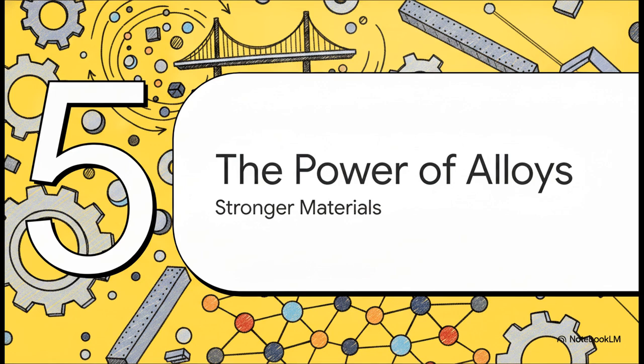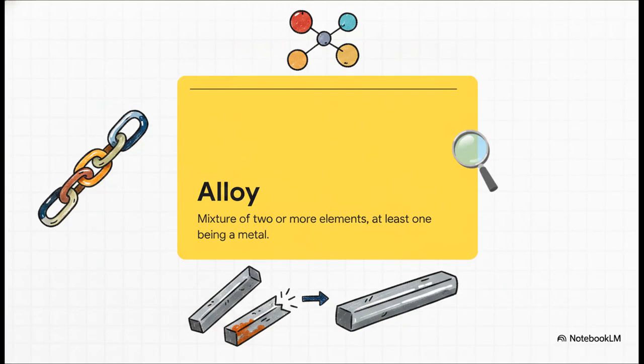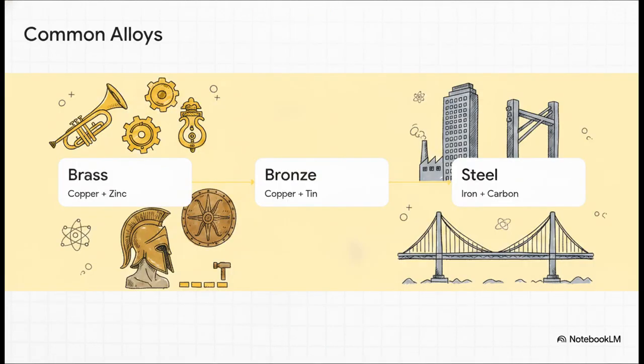That brings us to our final section, the power of alloys. All right, let's talk about what I like to call the ultimate chemical cheat codes, alloys. An alloy is simply a mixture of two or more elements, where at least one of those ingredients has to be a metal. Why do we even bother mixing them? Well, pure metals can sometimes be a bit too soft or prone to rusting. By blending elements together, we engineer materials that are wildly stronger and far more durable than the pure metals could ever be on their own. By tweaking these simple elemental recipes, humanity forged materials that completely transformed our entire civilization.